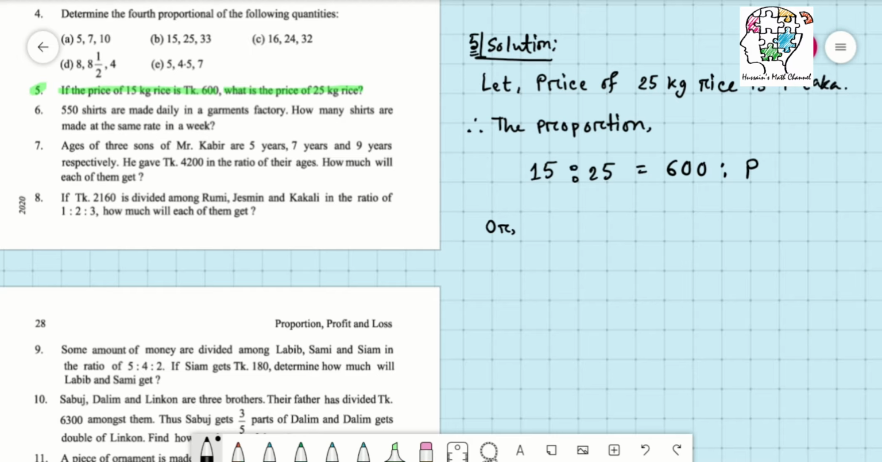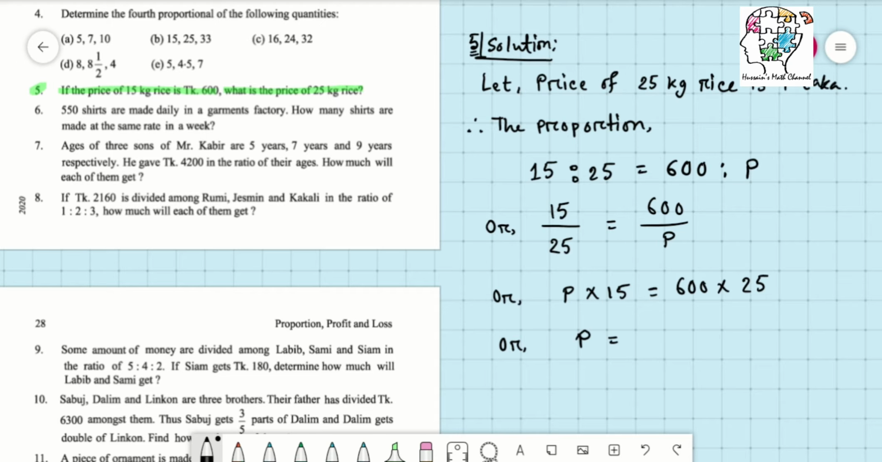As we know that ratio is just a fraction, so 15 by 25 will be 600 divided by p. Or if we do cross multiplication here, p times 15, that means p will be multiplied with 15, is equal to 600 multiplied with 25. Or in the next line, we have to find the value of p, so we write p is equal to 600 times 25 divided by 15.